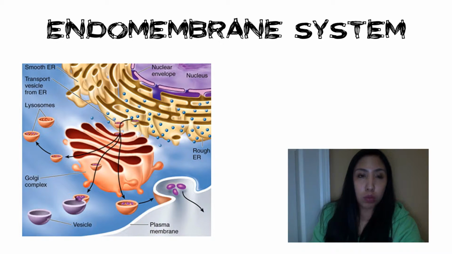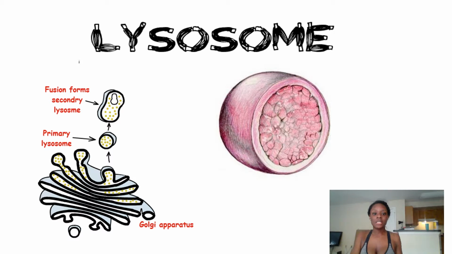A vesicle is a small membrane-bound sac that stores and transfers substances throughout the cell. Lysosomes. A lysosome is an organelle in the cytoplasm that is involved in digestion and waste removal throughout the cell. Lysosomes are organelles that contain digestive enzymes, and they digest excess or worn-out organelles and food particles, and engulf viruses or bacteria.